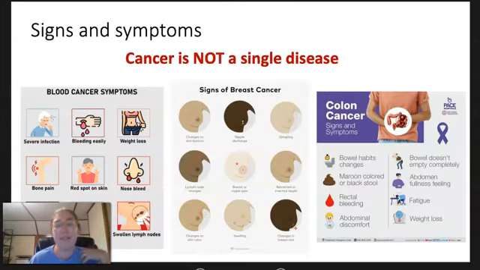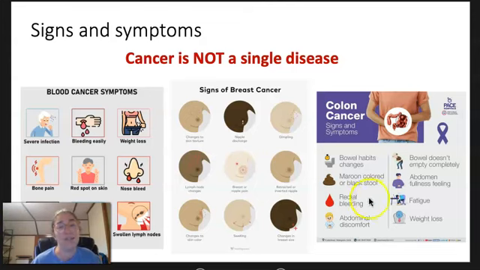So what are some of the signs and symptoms of cancers? I want to stress that cancer is not a single disease. It's really cancers. I did a research stint after college at the National Cancer Institute, but I don't know if they have renamed it or not. I should check into that, but it really should be the National Cancers Institute.